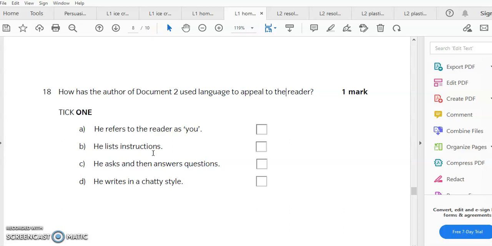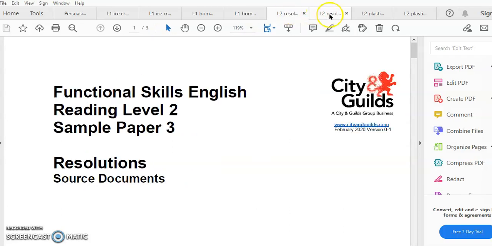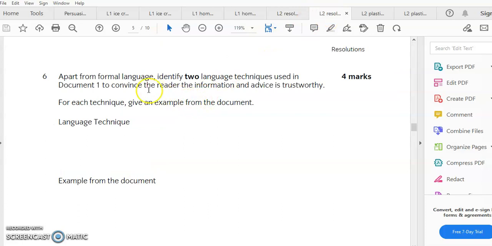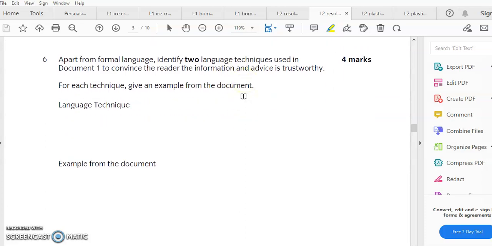So, now looking at level 2. Level 2 gets a bit trickier. And level 2 might, for instance, ask us to identify language techniques used in document 1 to convince the reader that the information and advice is trustworthy. Now, it's important to remember here that you have got a focus. So, what we are specifically looking at here is language techniques that are used to convince us the information and advice is trustworthy.